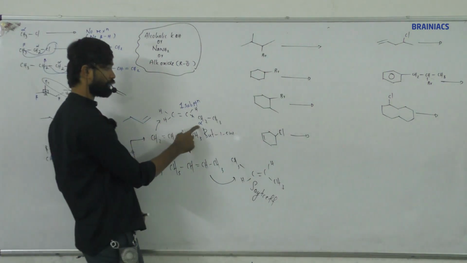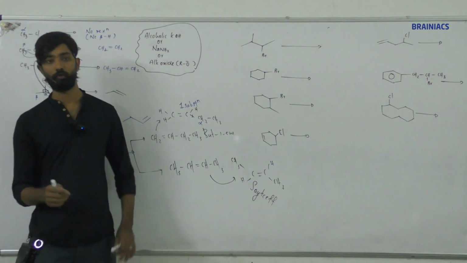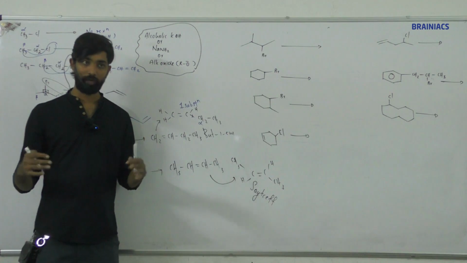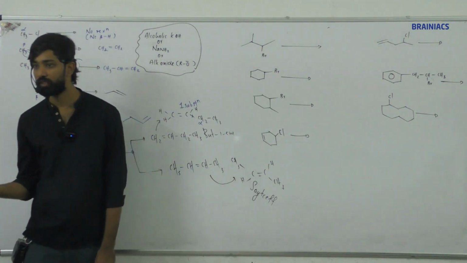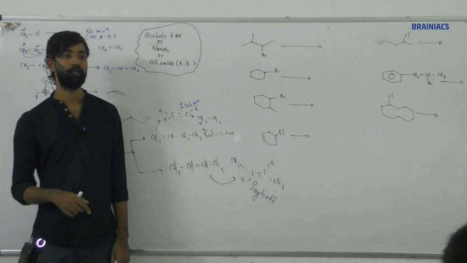Greater the substitution, which means greater the number of alpha carbons, greater the number of alpha hydrogens. If alpha hydrogens are relatively greater, what happens? The number of hyperconjugative structures of that alkene increases. So the stability of that alkene increases.